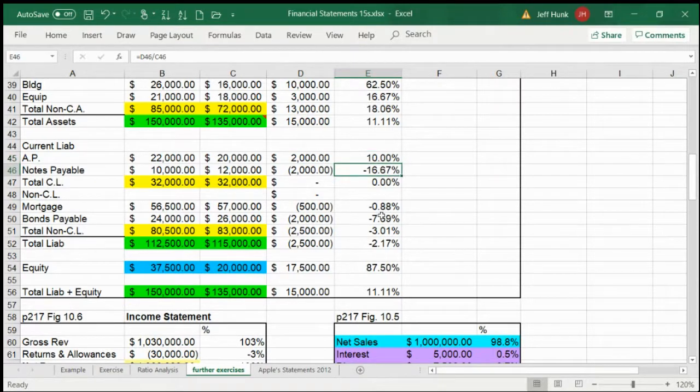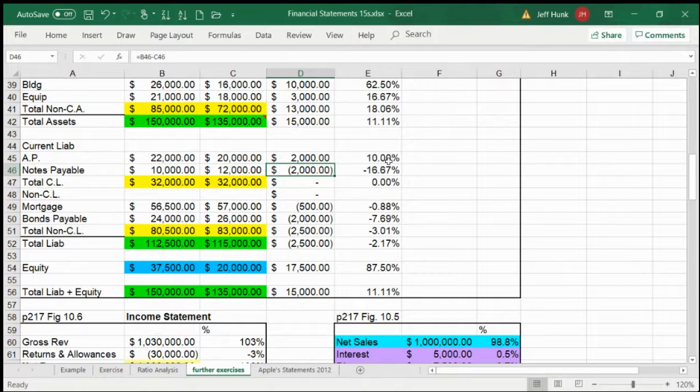Notes payable decreased, right, by 16.67%. Notes payable are what? Promissory notes. So if promissory notes decreased by 16%, this is not necessarily a bad thing, right? It's a good thing.